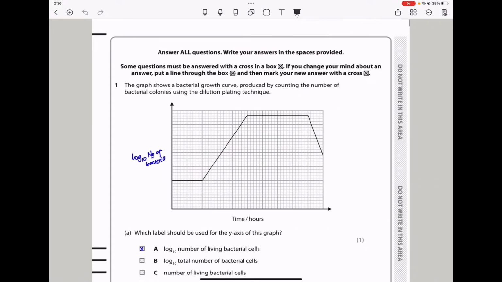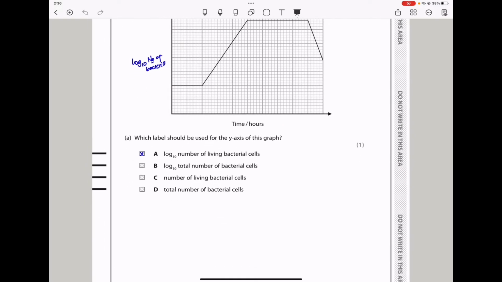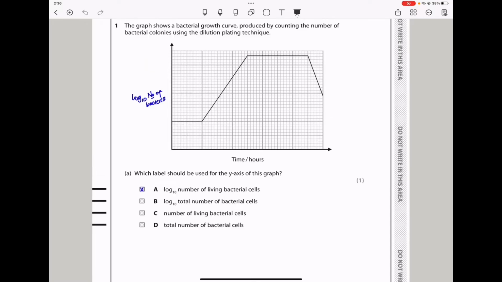Question 1. The graph shows a bacterial growth curve produced by counting the number of bacterial colonies using the dilution plating technique. So this is the graph given to us. They say which label should be used for the y-axis of this graph. The y-axis is logged to base 10, the number of bacteria, so the answer should be A.